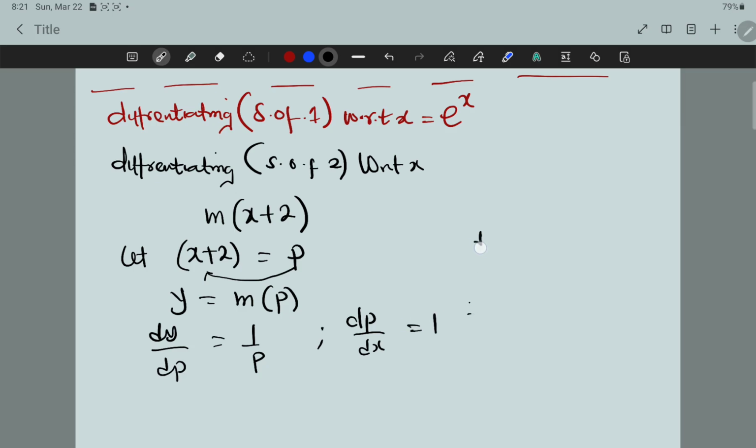So from the chain rule, dy/dp should multiply dp/dx, is that not? And what is dy/dp? 1 over p. Let's use it to multiply dp/dx, which is 1. So our answer is still 1 over p. Let's recall that p was what? x plus 2. So 1 over x plus 2.